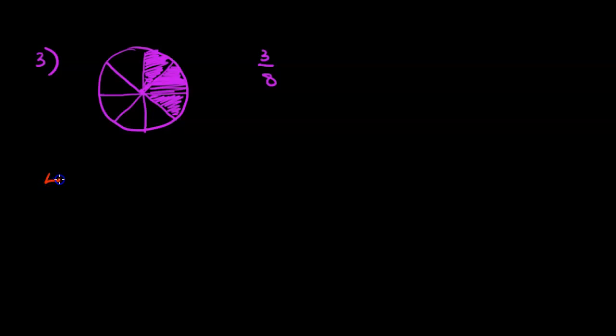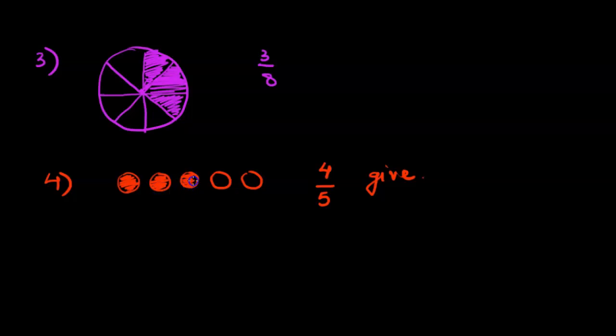Let's take another example for the sake of practice. Let's say you have 5 candies and you want to give 4 candies to your friends. That means 4 out of 5 candies is what you want to give. If you're supposed to draw it as a picture, you make those 5 candies and then you shade 4 out of the 5 candies that you're giving. So this is how you draw fractions.